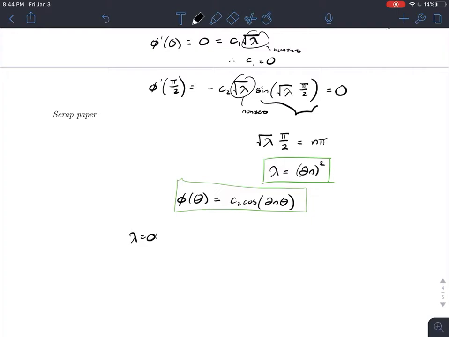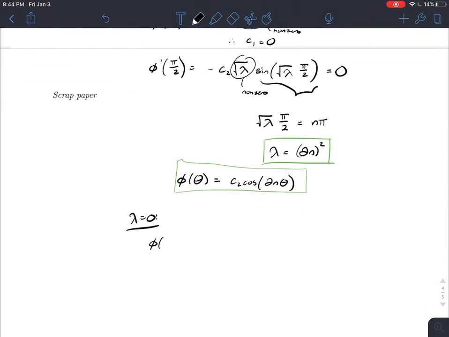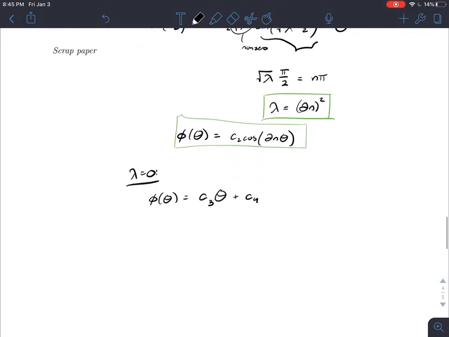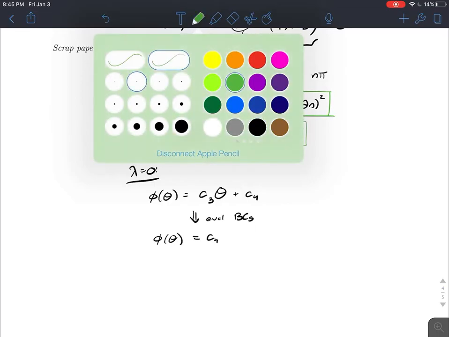Okay, so chugging along now, we also have to look at the lambda equals 0 case. Looking at the lambda equals 0 case, this tells us that our differential equation for theta is going to look like this: c3 theta plus c4. And then if we evaluate the boundary conditions, we find that phi of theta for lambda equals 0 is just equal to a constant, right?